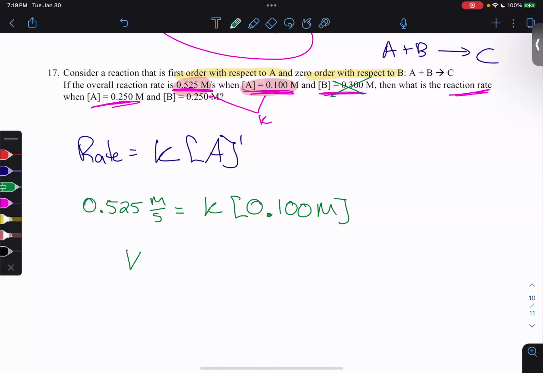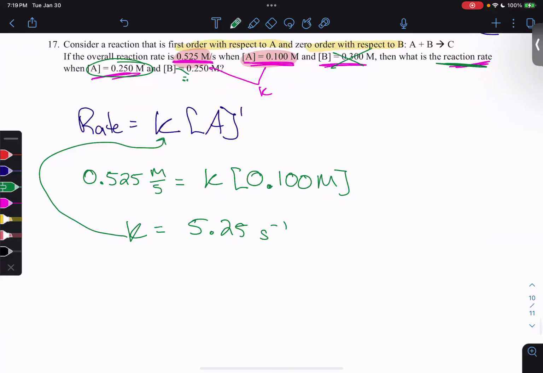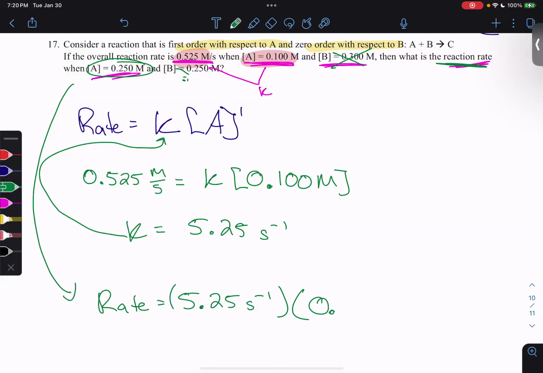So we see, I think I can do this math myself, that K is equal to 5.25 second to the -1. Perfect, so we can stick that K back into our rate law, and now we can calculate the new reaction rate with this new concentration. And that's basically it. Do we have to use B? No, we don't. So the new reaction rate is equal to that K we just got, so 5.25 second to the -1, times 0.250 molarity. And so you see the rate you get out is molarity per second. All right, so whatever that is. Okay.